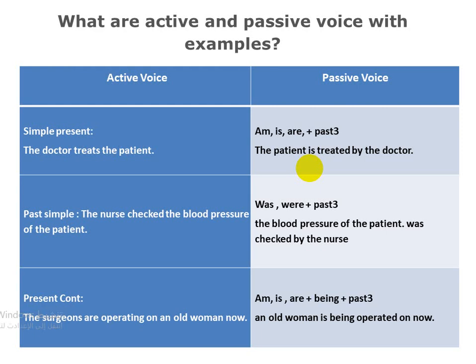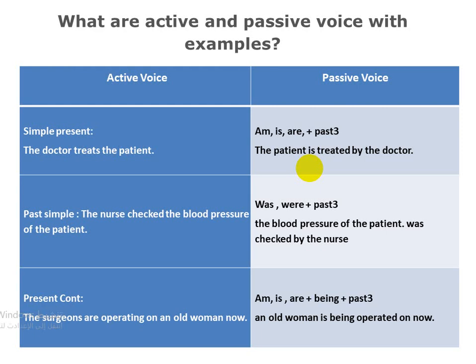Why known? ليش معروف؟ Because the doer, the doctor, has the verb. The doctor treats the patient. Look at when we change from active voice to passive voice. This is the most important: how to change from active into passive.